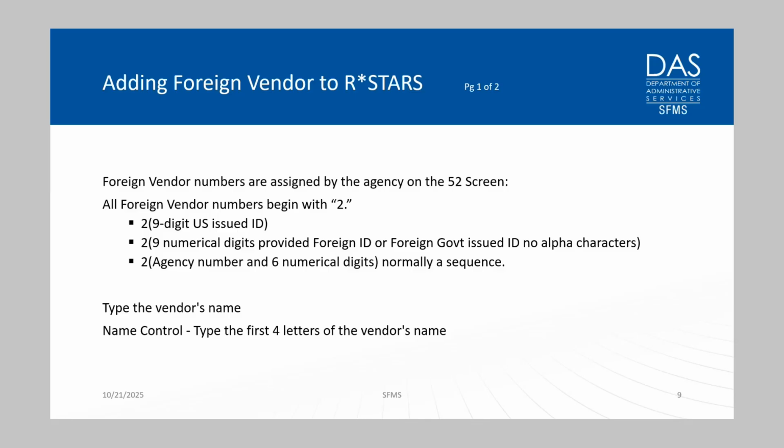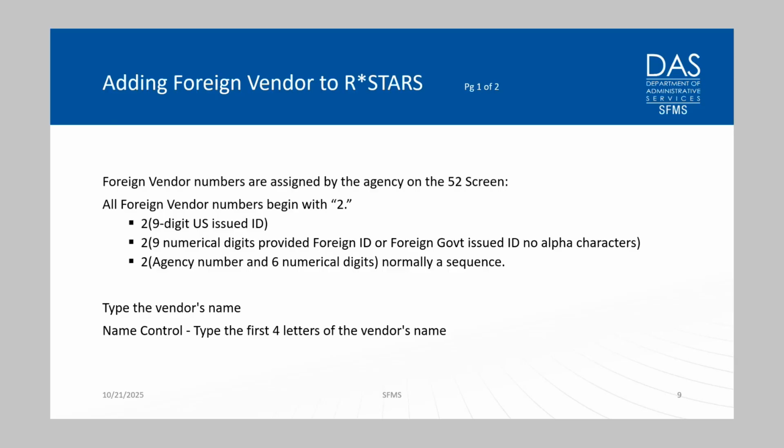So we've had problems with that in the past. So we just ask that you don't do it that way. And then 2, agency numbers. If you aren't provided a US issued ID, and on the W-8 form they do not provide a numeric foreign issued government ID. We just had 2 vendors come in last week where the governments don't issue IDs to their businesses or citizens. I don't know how they track them, but they do not do it. So that is not an option.